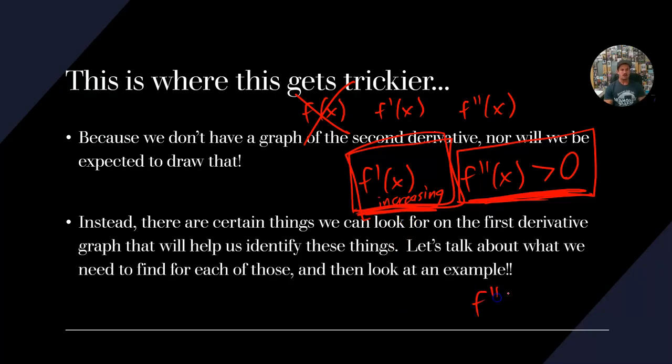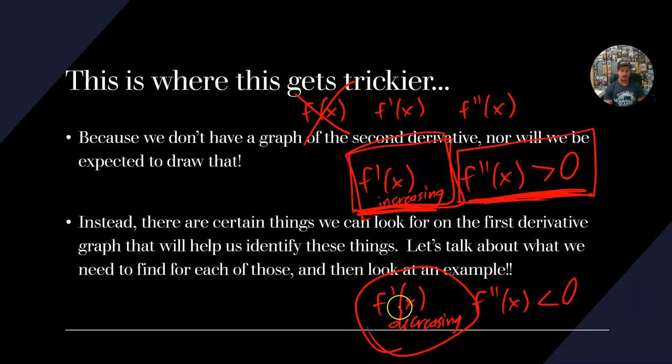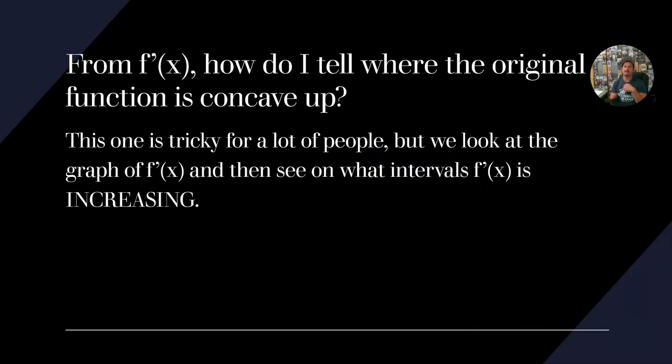If I want to know where the second derivative is negative, that means the first derivative is going to be decreasing. Because when some function, call it the derivative here, f prime of x, is decreasing, that means its derivative is going to be negative. So when f prime of x is decreasing, its derivative, the second derivative, is going to be negative. Okay, so let's take a look at what that means for us.